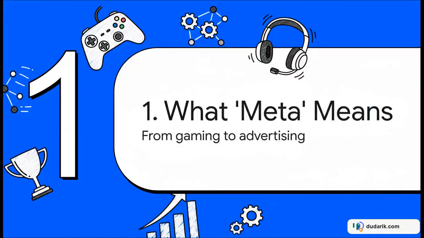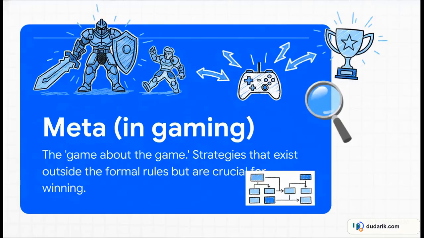So, to really get what this tool is all about, we first need to talk about the word meta, but maybe not in the way you're thinking. We're actually going to start in the world of competitive gaming. Yeah, you heard that right. You see, in gaming, the meta is basically the unwritten rulebook. It's knowing which character is totally overpowered right now, what strategies are crushing it in tournaments, or how a tiny patch update just changed everything. It's the game about the game, and knowing it is what separates the good players from the champions.